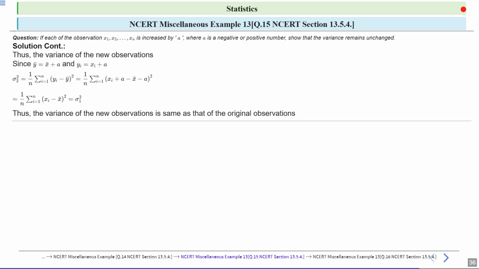Thus, we conclude now the variance of the new observations is same as the original observation. I hope this question is clear to all of you. So now let's move to the next question.